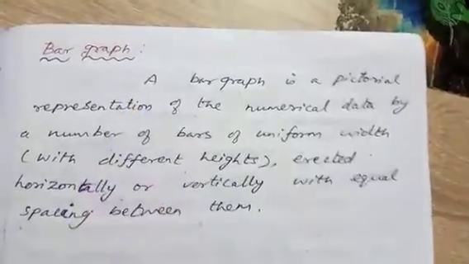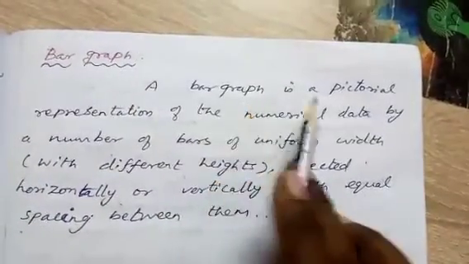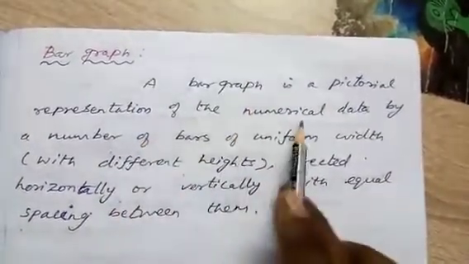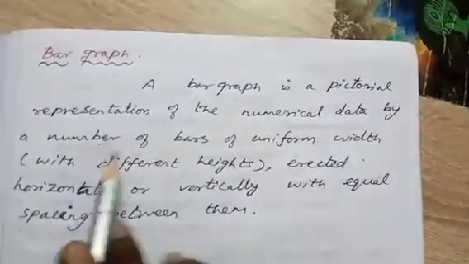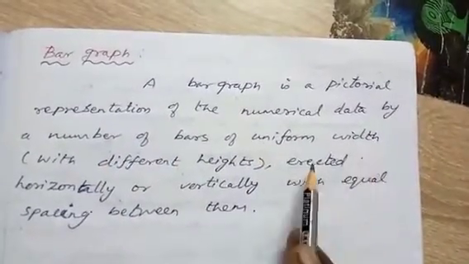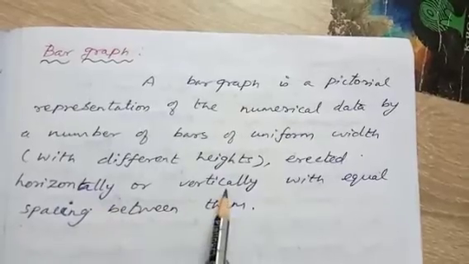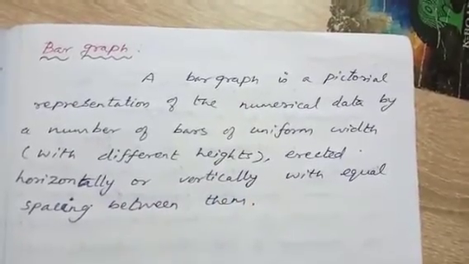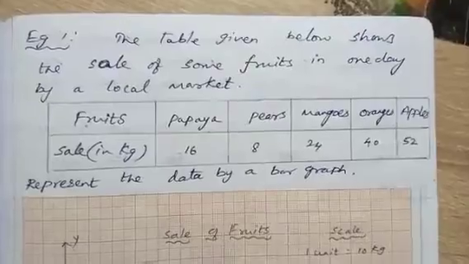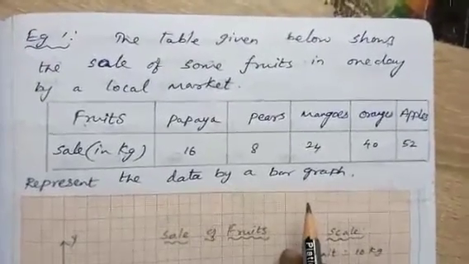The next one is bar graph. A bar graph is a pictorial representation of the numerical data by a number of bars of uniform width erected horizontally or vertically with equal spacing between them. Now, let us see a few examples of bar graph.